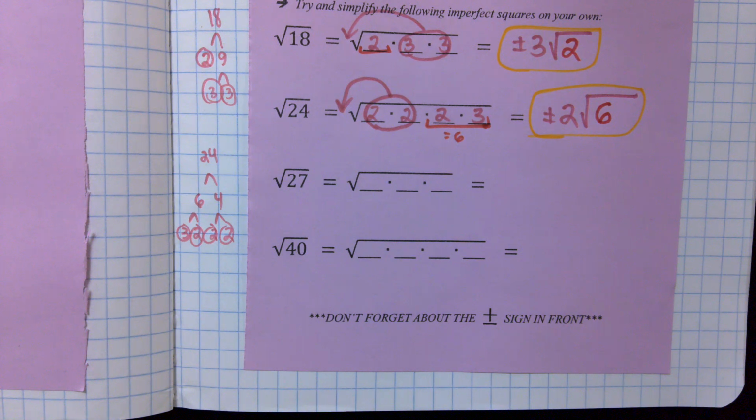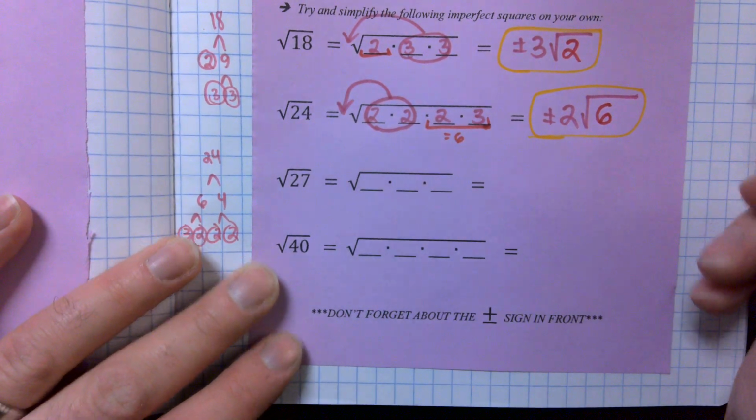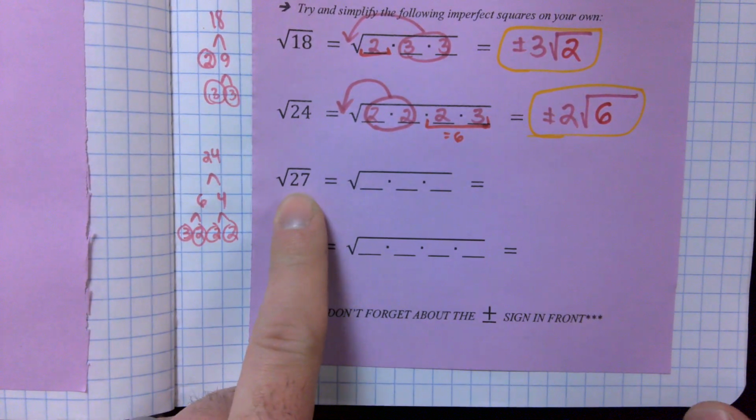Is that making sense a little bit? Maybe? Okay. What if there's 2 pairs? Great question. Is that going to happen here? No, I don't think so.